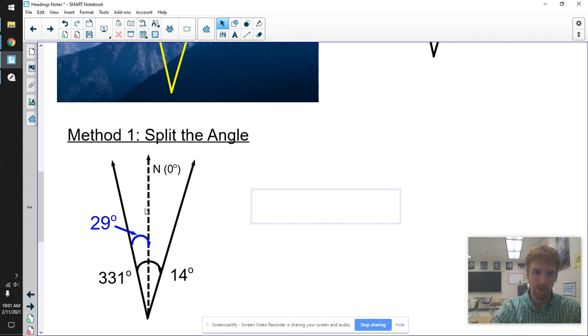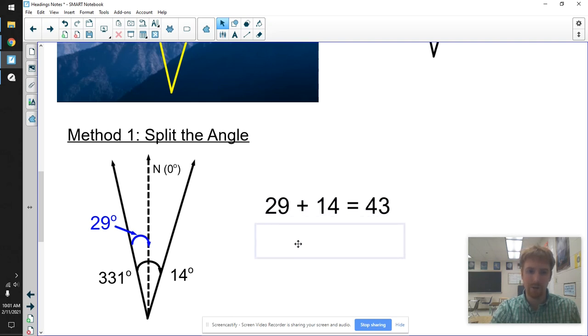If I put north in here, then I've only got to figure out one thing. And that's this angle right here, which is 29 degrees, because 331 to 360, you subtract those, you get 29. This one I didn't label because from 0 to 14 is 14. You don't really have to do any work on this side. So once I've got those two angles, I need to add the two together. So I get 43 degrees. That's the angle between these two headings.